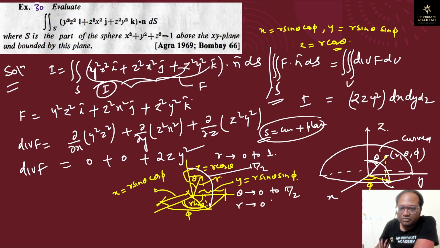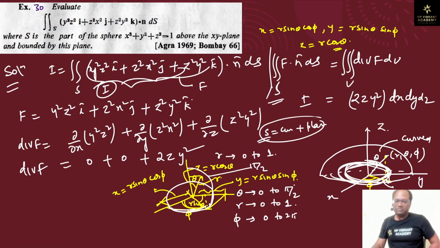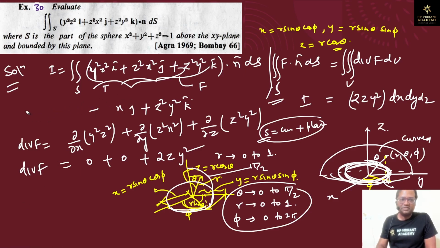r varies from 0 to 1 because the radius is 1, and phi varies from, so this phi is lying in the xy plane. So for covering the whole region, this phi has to be taken throughout the 360 degrees, that is, phi varies from 0 to 2 pi, because this has to cover the whole planar region on the xy plane. So these are the limits. So let us place the limits on this. Okay, so let us further simplify this.